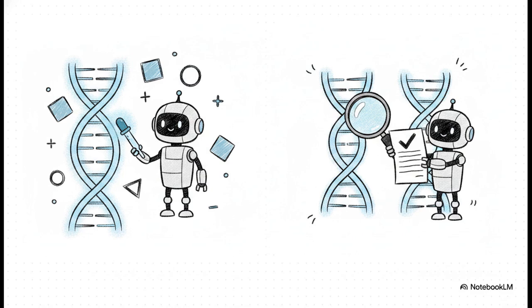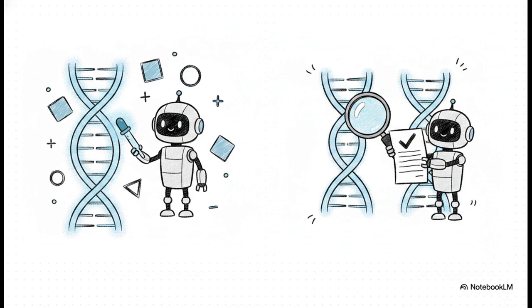Okay, so ab initio prediction basically attempts to read the code entirely from scratch. It relies purely on the mathematical and statistical characteristics of the DNA sequence itself. And it's fantastic because it doesn't need a reference genome at all. But the downside? It definitely has lower accuracy for highly complex genomes. Alternatively, homology-based prediction cleverly relies on, well, cheat sheets.